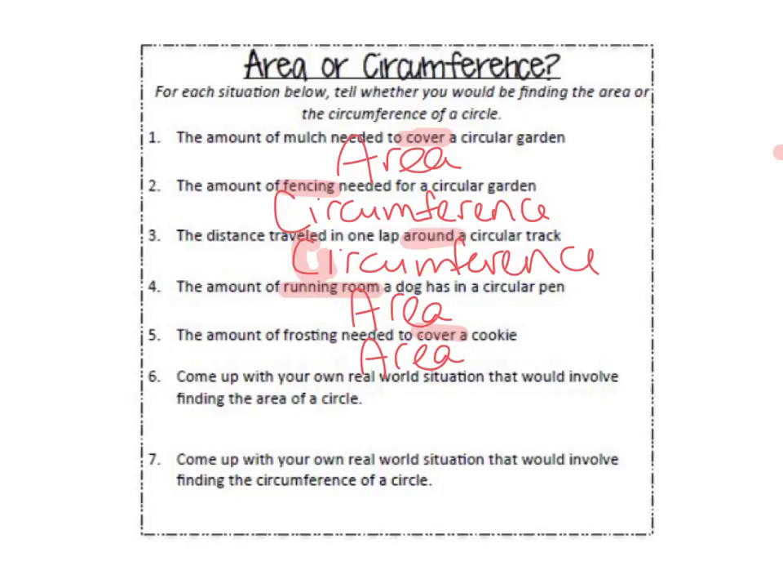Number 6, it says come up with your own real world situation that would involve finding the area of a circle. When you come up with a real world situation, make sure you're using the keywords cover, running room, and over.